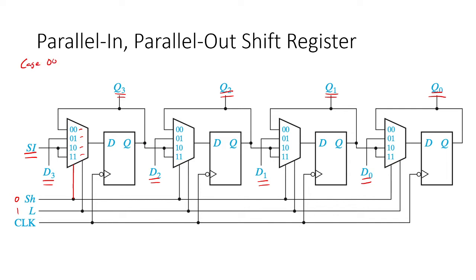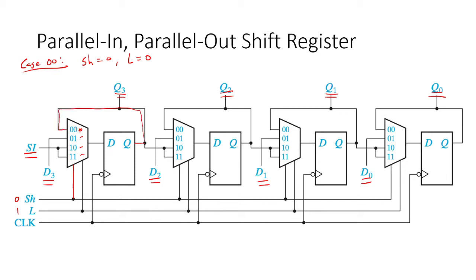so let's write that out. Case 0, 0, this is where SH is equal to 0, and load enable is equal to 0. And so what that says is, well, we don't want to shift and we don't want to load anything. So basically we don't want any movement. We don't want our register to change. And that's why the 0, 0 case of our multiplexer is tied to the output, right? So the output Q comes back around to the mux.